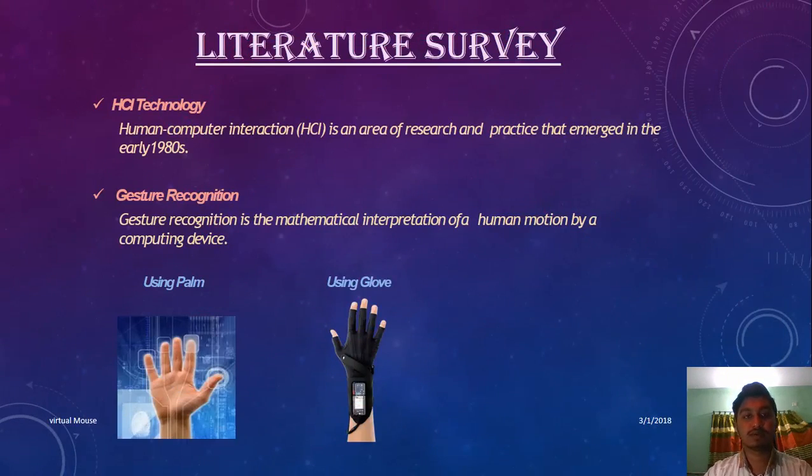Then literature survey. Human interaction systems are an area of research and practice that emerged in the early 90s. It is an old area, but then comes gesture recognition, which is a mathematical interpretation of a human motion by a computing device. Suppose using a palm, using a glove, and then comes our idea, using a finger as a mouse.